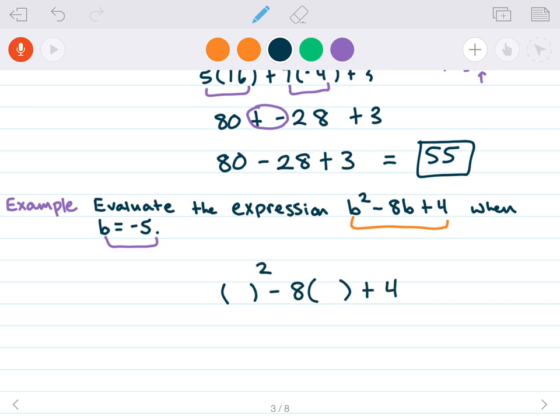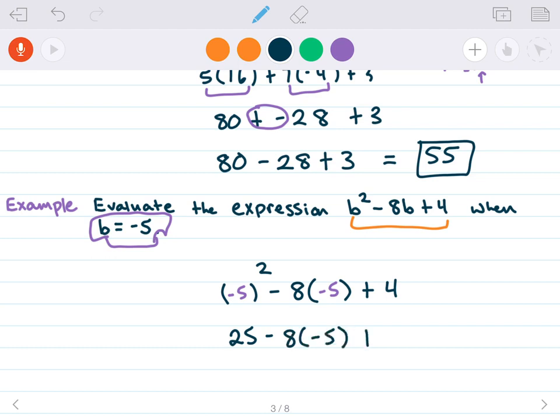And instead of plugging in b, what this equality tells me is that instead of plugging in b, I can just plug in -5. It's easier to work with numbers than variables. So I'm going to plug in -5 anywhere a b would be. Now, order of operations says to do the exponent first. So -5 squared is 25, -5 times -5, and I'll carry everything else down.